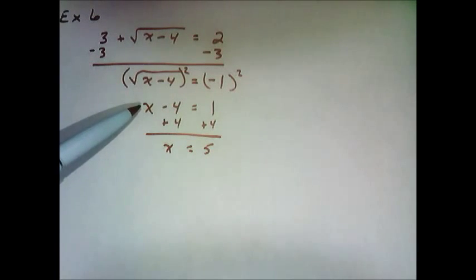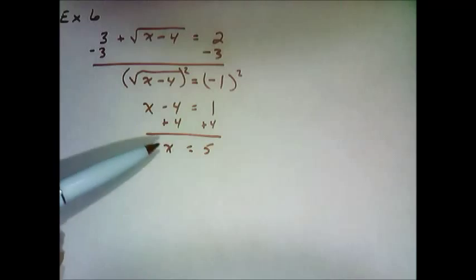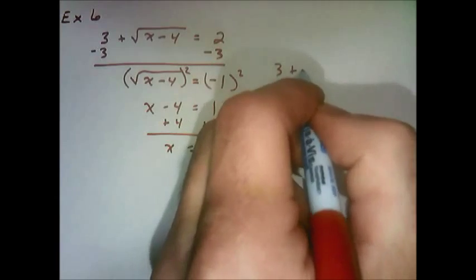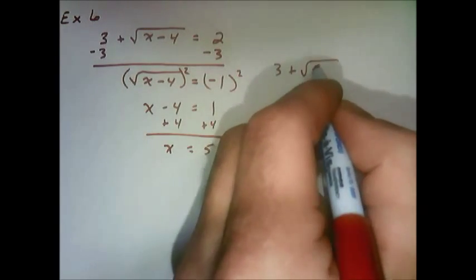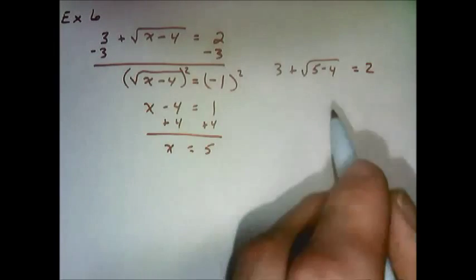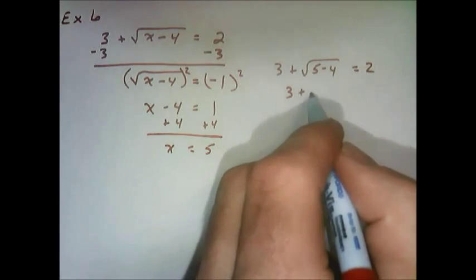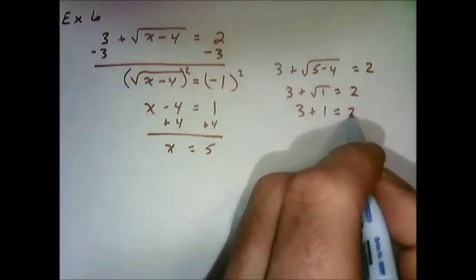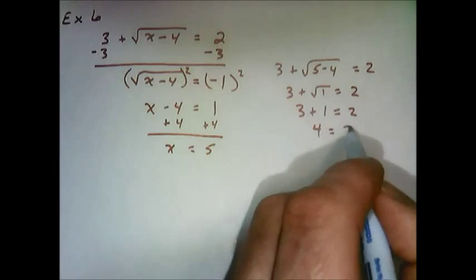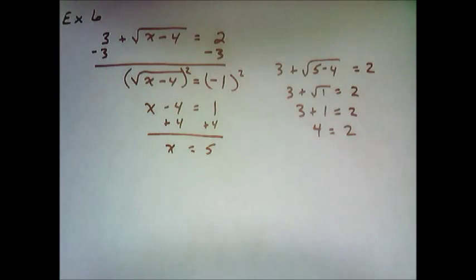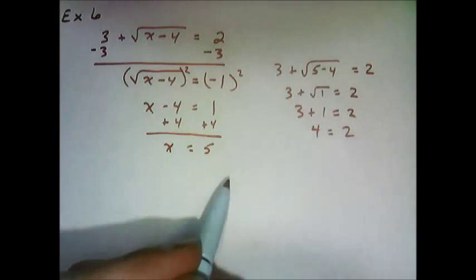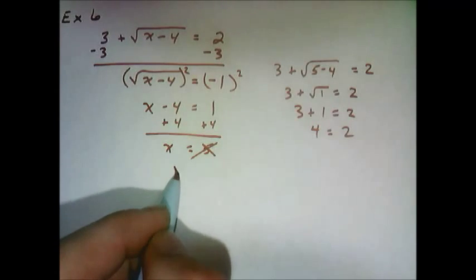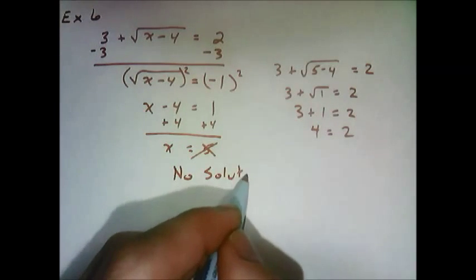Since we had a linear equation again, we only have one solution. Now if I go back and plug this 5 in to check it, we have 3 plus the square root of 5 minus 4 equal to 2. 5 minus 4 gives us 1, so 3 plus the square root of 1 equal to 2. The square root of 1 is 1, so 3 plus 1 gives us 4. Oh no. So does 4 equal 2? No. So we know that this isn't a solution. Well, it was our only possible solution, so in this case we have no solution.